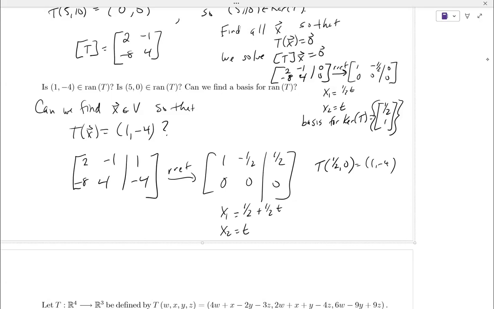There were lots of different vectors that will map to 1, -4. We just picked one to show that it was in the range. Let's set it equal to 0. We got that. We really did find that vector was in there.